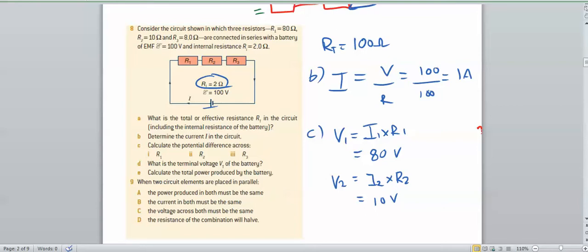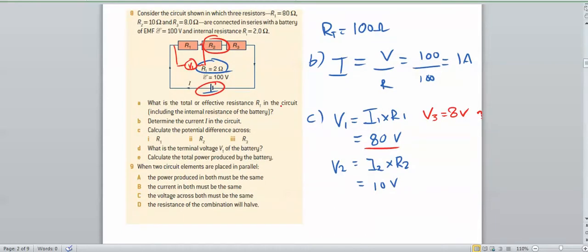So if we were to get a multimeter and we want to measure the voltage here, remember it's got to be in parallel, V1, then that would measure out to be 80 volts. So most of the voltage will be dropped across that first resistor there. And then, of course, this one is going to be 10 volts. The next one, as you can see, is going to be 8 volts. So V3 is going to be 8 volts. And there is a small voltage drop across the cell as well. That's going to be 2 volts.